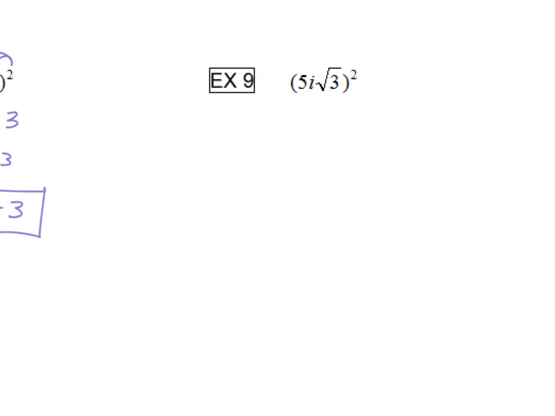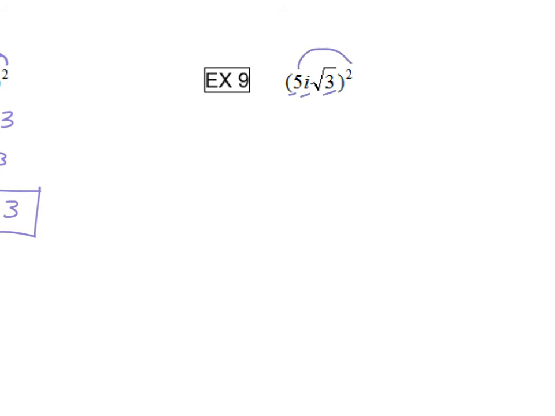I think they are. All right, on the inside we have a 5, an i, and a square root of 3. So we're going to square all of these. So 5 squared is 25. i squared is i squared. And the square root of 3 squared is 3. Now this i squared we know is a negative 1. So really we have 25 times negative 1 times 3, which gives us negative 75.